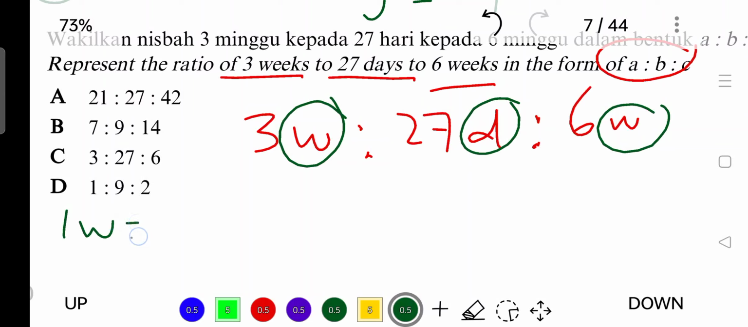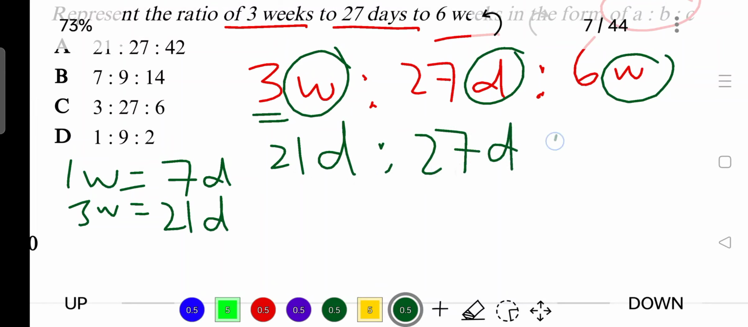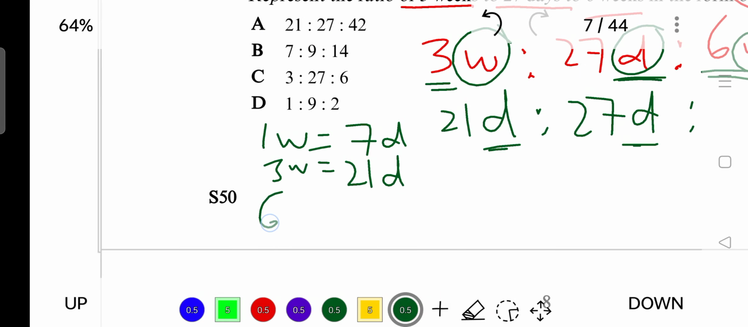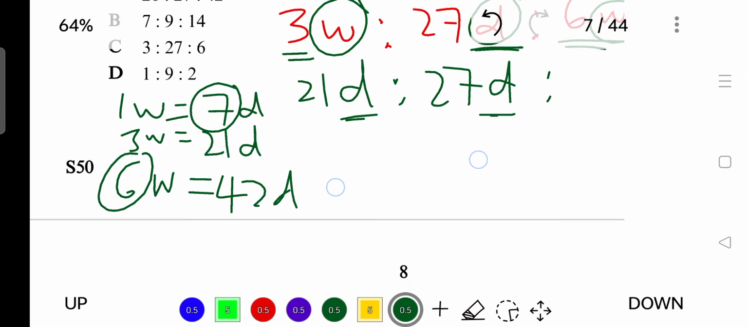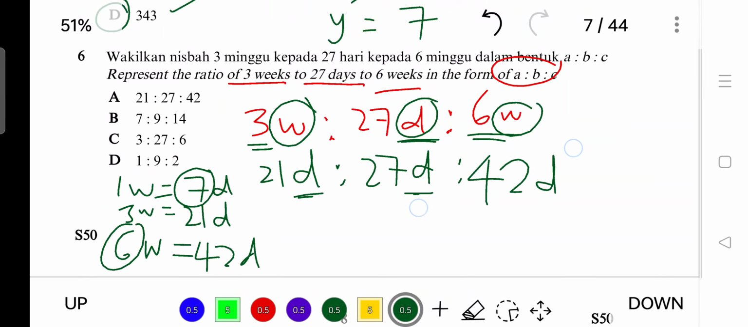Okay, 1 week is equivalent to how many days? Anybody knows how many days? Yeah, 7 days. So if we have 3 weeks, 7 times 3, 21 days. I'm not going to do anything to 27 because we already have it in the same unit as the previous one, which is day. And we have another one which is 6 weeks. So I'm simply going to times 7 with 6. I will get 42 days. 42 days, right?